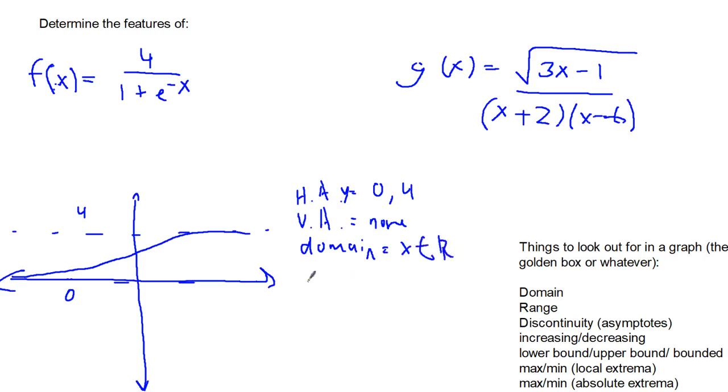And our range is actually only between 0 to 4. Yeah, our range is only between 0 to 4. And it's increasing on the whole thing, right? It's increasing slowly, and then quickly, and then slowly, but it's increasing on the whole thing. Then, lower bound, upper bound, or bounded. This is bounded.